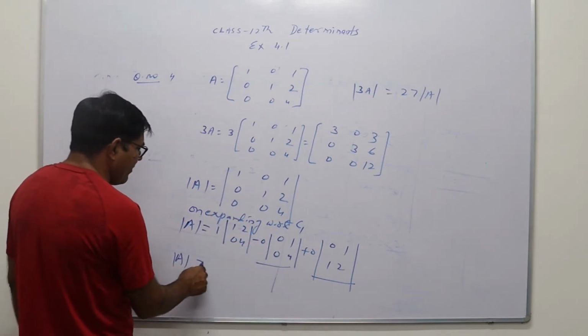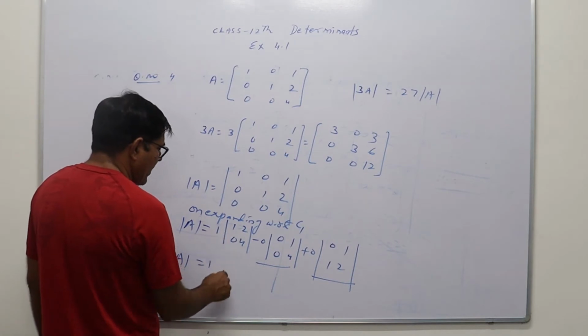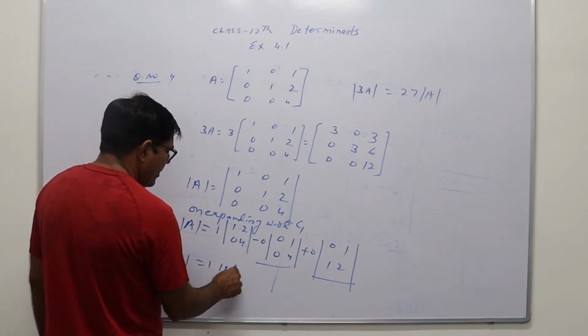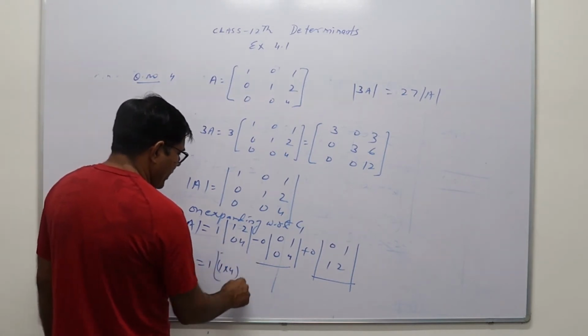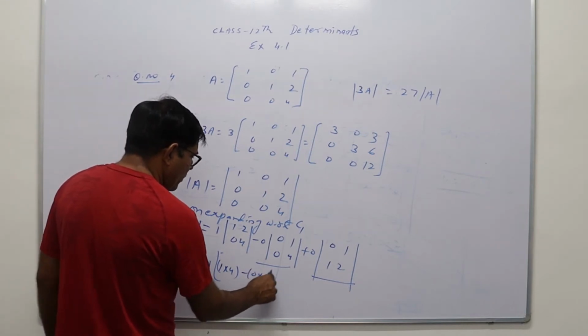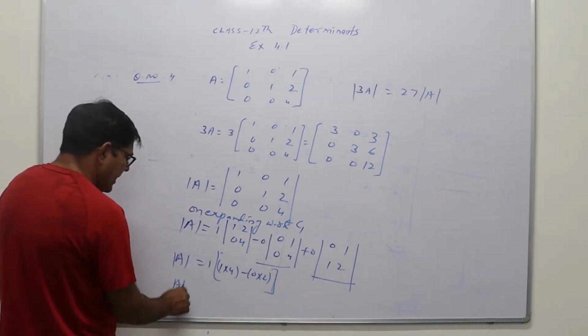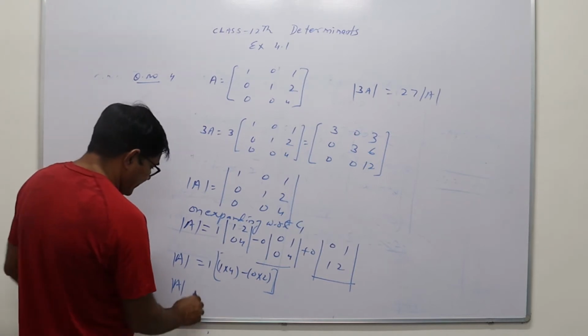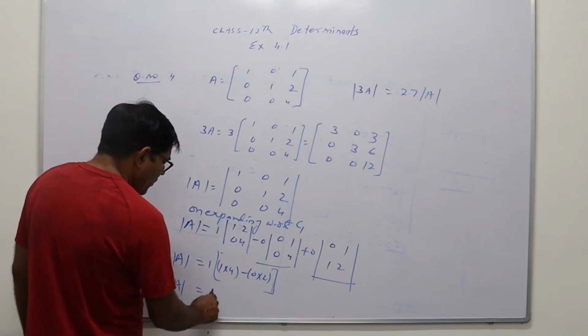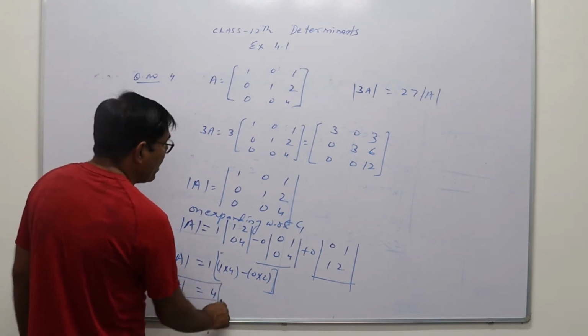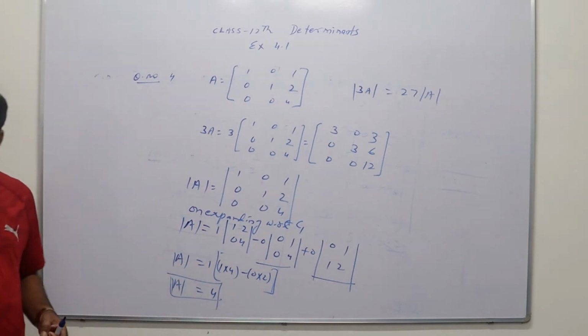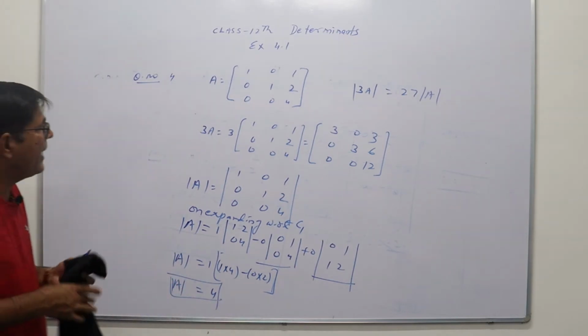So determinant A will be equal to 1 into 4 minus 0 into 2. So 0 into 2 will be 0. So determinant A will be equal to 4. So determinant A has the numerical value 4. Now what we have to find?